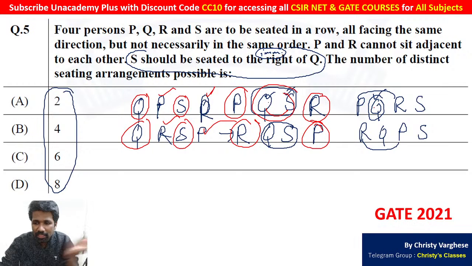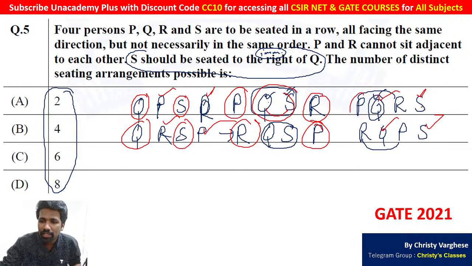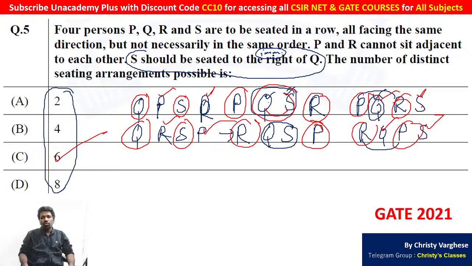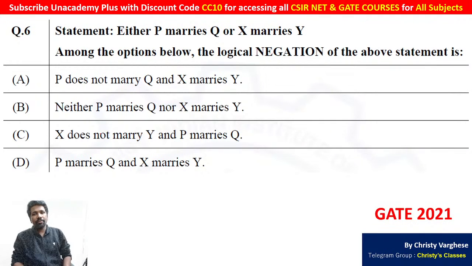Now that seat can be second and fourth also. QS case. They are PR like this, RP like this. Total 6 possibilities. So option C, 6 is the answer. Here you can use the factorial idea also, but that will be more time consuming. That is why listing out itself is enough, because the numbers are small. So try the next question.